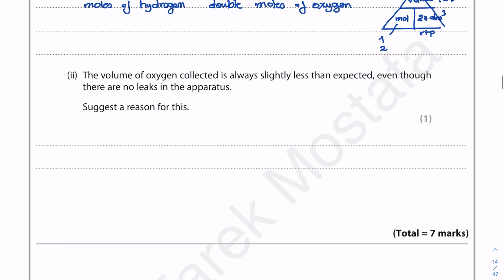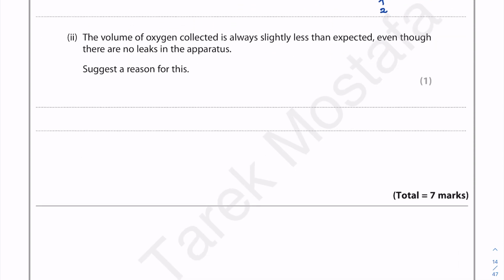That's it for question C(i). Question C(ii). The volume of oxygen collected is always slightly less than expected even though there are no leaks in the apparatus. Suggest a reason for this. That is, the volume of oxygen is always less than expected even though there are no leaks. The reason is that some of the oxygen dissolves in water. So here, some oxygen dissolves in water.